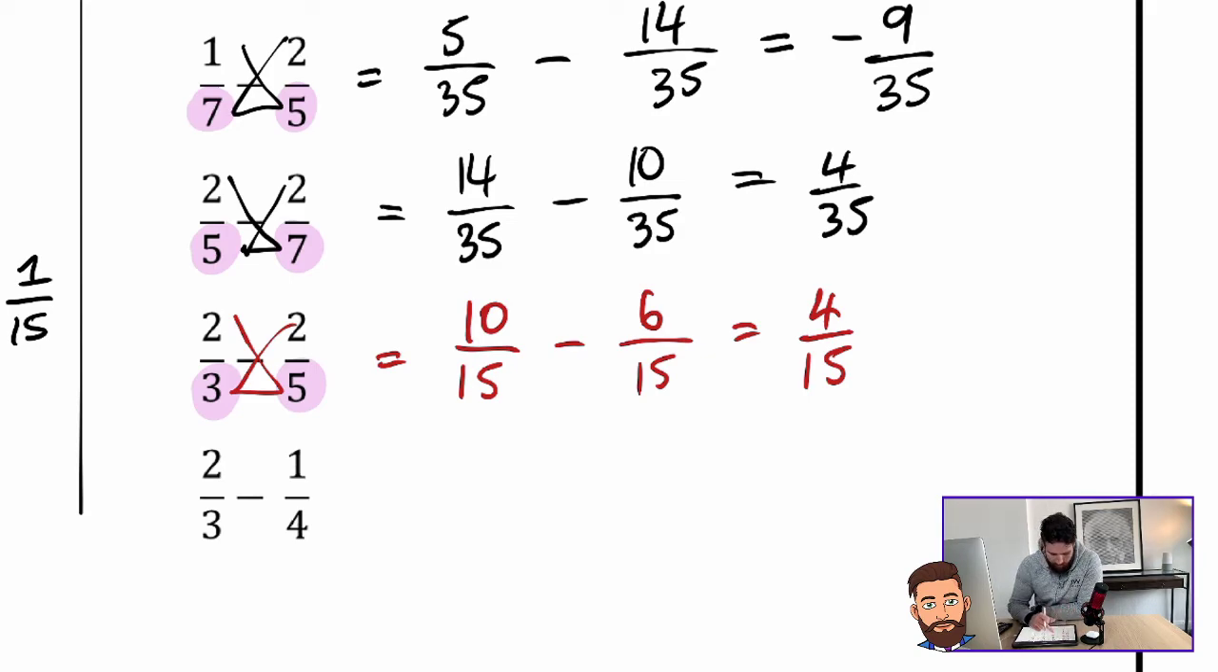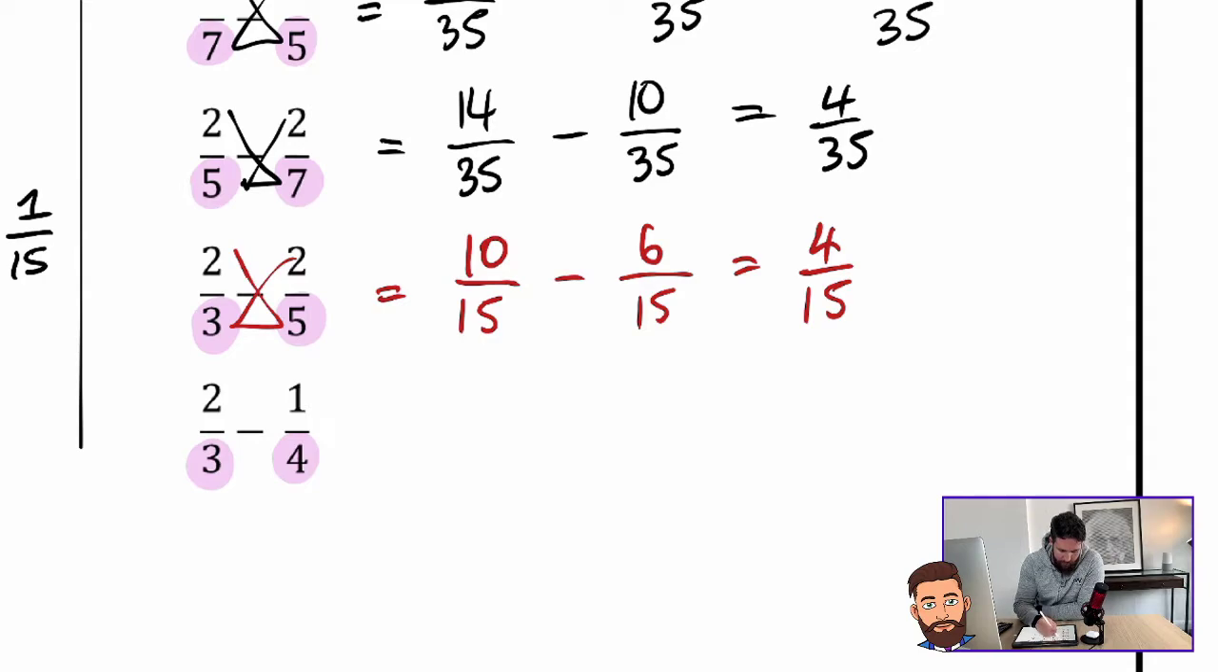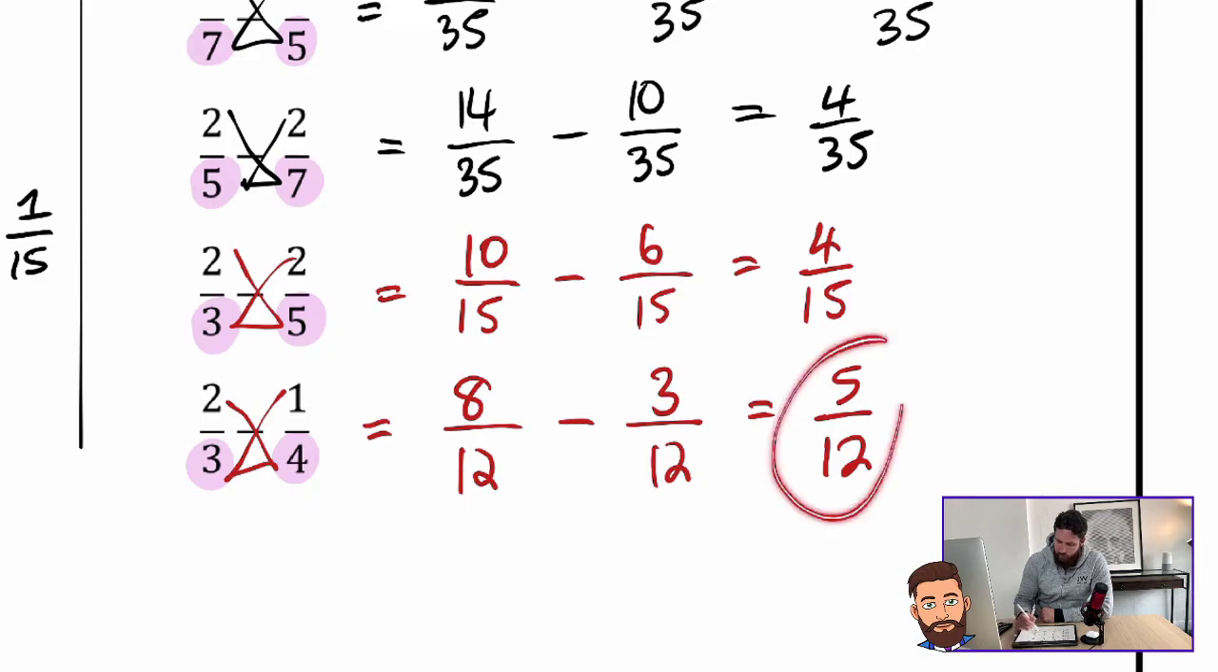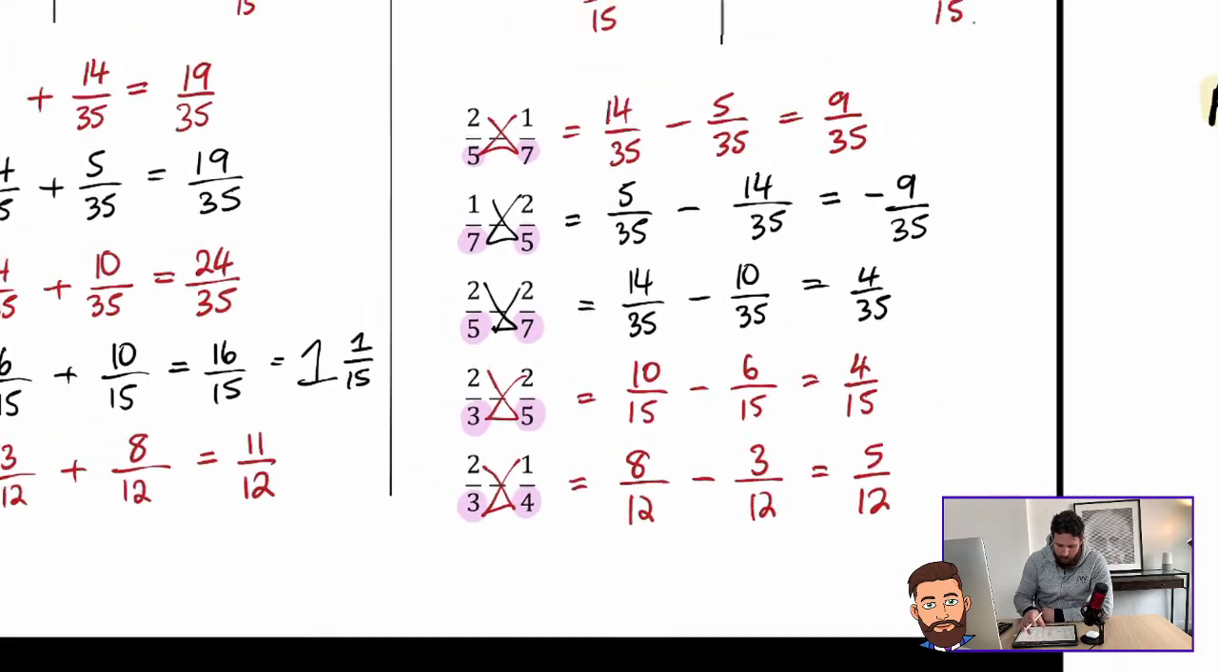And then finally, do they have a common denominator? No. We need to make one. 2 blank fractions ready. Common denominator, 3 and 4 would be 12. Top left, 2 times 4 is 8. Top right, 3 times 1 is 3. 8 take away 3 is 5 over 12. 5 is prime, so therefore it cannot be simplified. So hopefully you managed to have a good go at those.